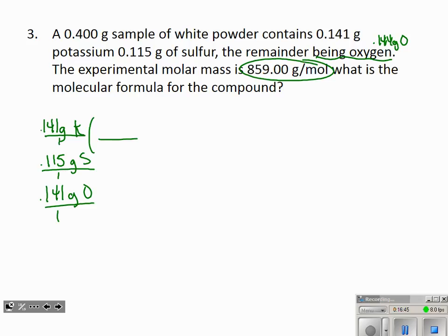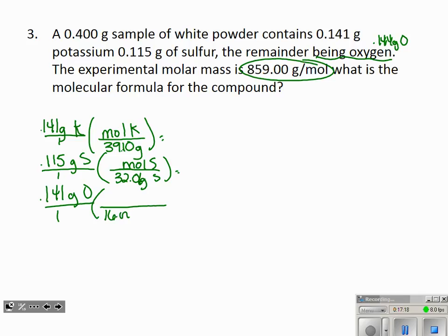We'll get moles. We know that to go from grams to moles or moles to grams, we use molar mass. So 1 mole of potassium has an atomic weight of 39.10 grams. Sulfur is 32.06 grams per mole. And then oxygen is 16 grams per mole.